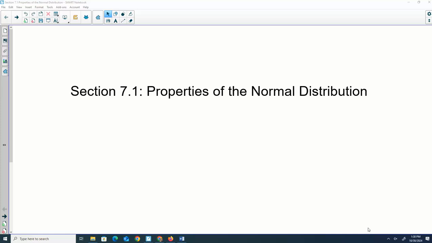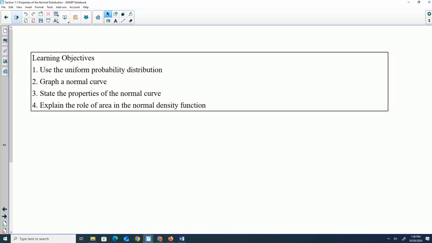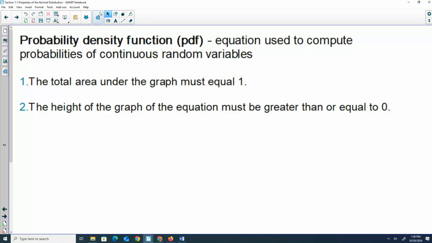Well, it turns out there's some other common distributions. We're going to touch on a couple today. First thing I have on here is just a definition. When I say a probability density function, it's a PDF. It's just an equation that we use to find our probabilities.